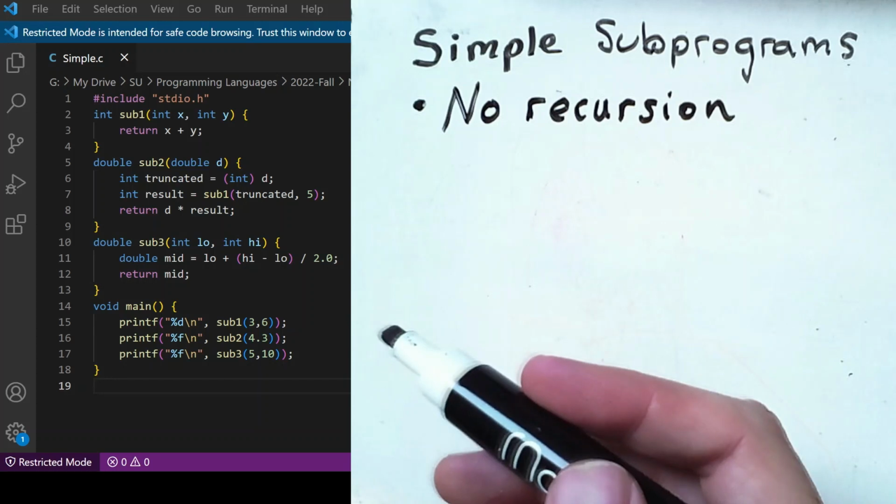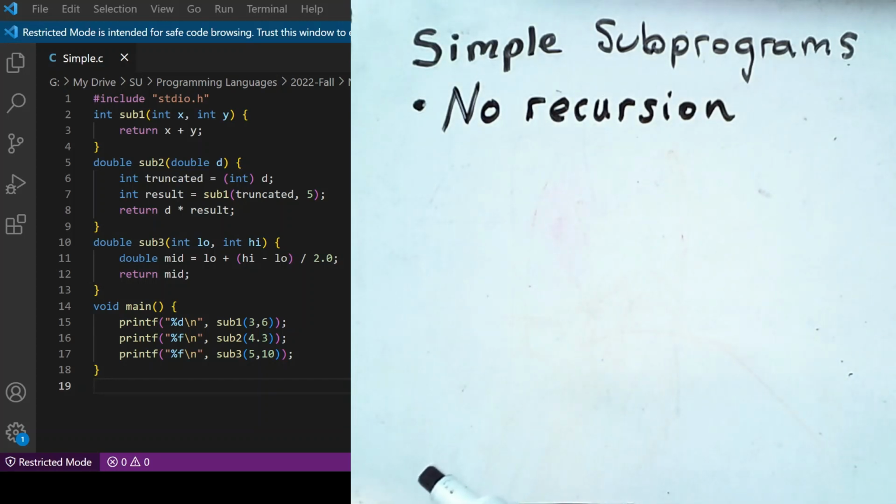On the left, we have an example program written in C. Now, C does not use simple subprograms. C programs do support recursion. However, we're going to model this C program as if it were being implemented using a simple subprogram as follows.